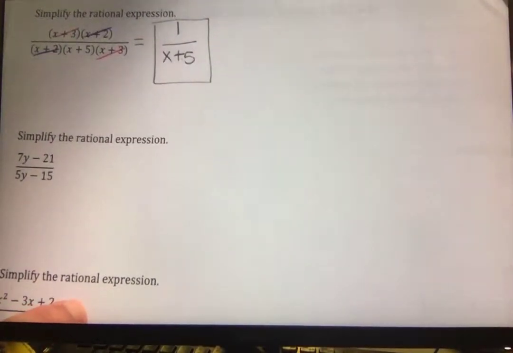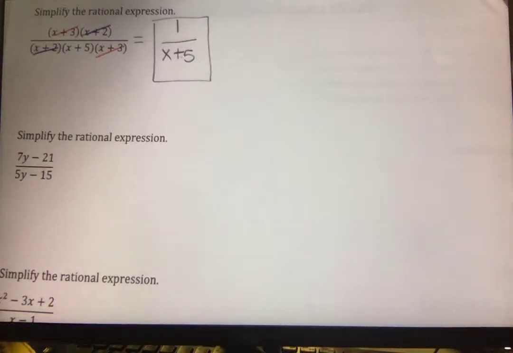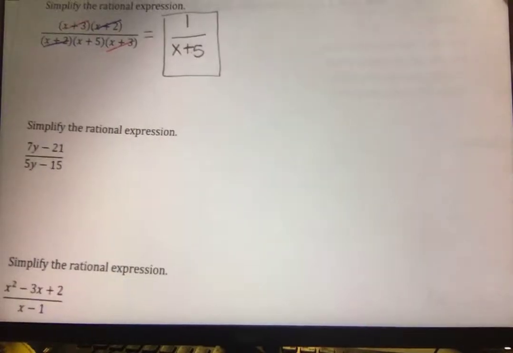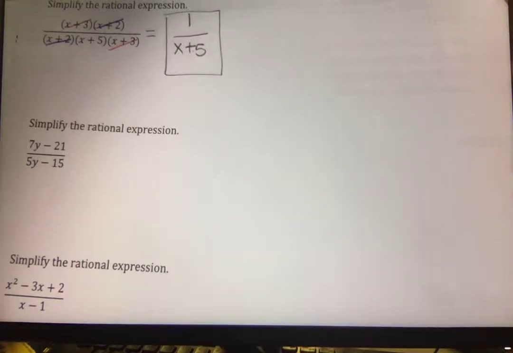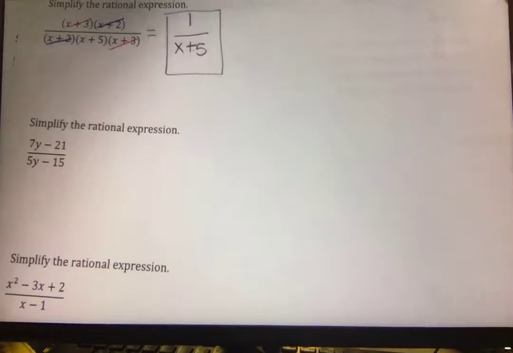So, simplify the rational expression 7y minus 21 all over 5y minus 15. Only difference here is on the previous ones, they factored for us. Now we have to factor. After last test, we should be good at factoring. If you're not good at factoring, you better get good at factoring. Please email me, go to the ASC lab, whatever, because we have to factor a lot. We have plenty of people to help us factor.